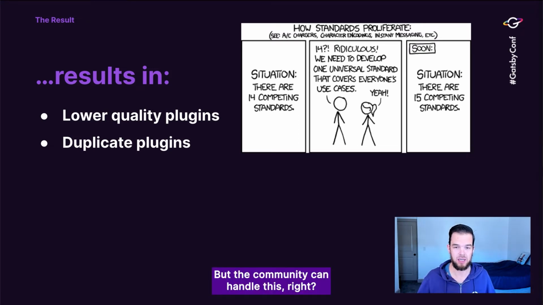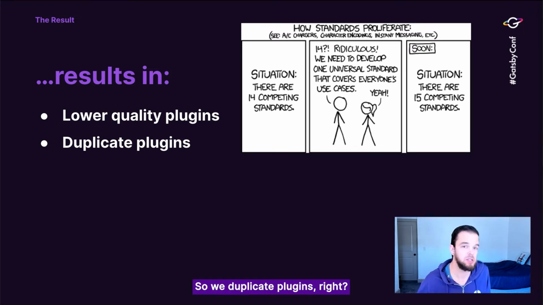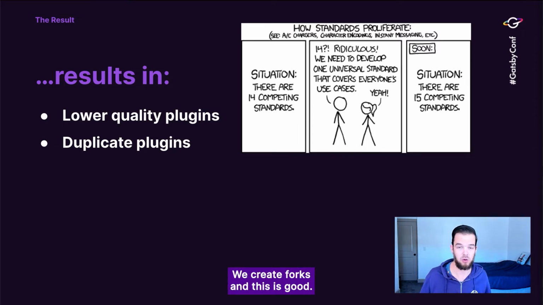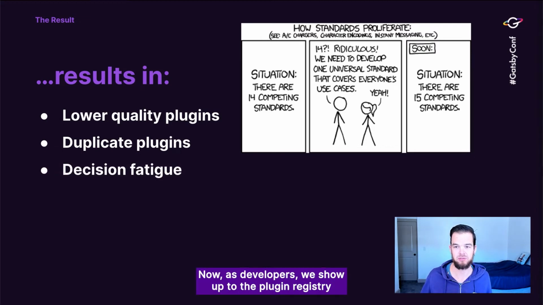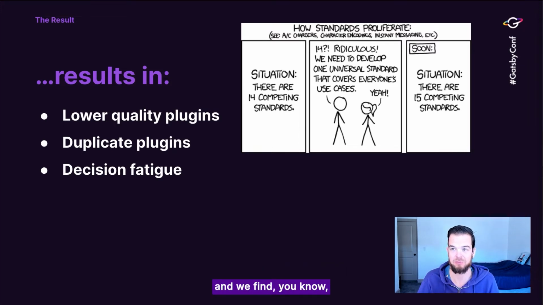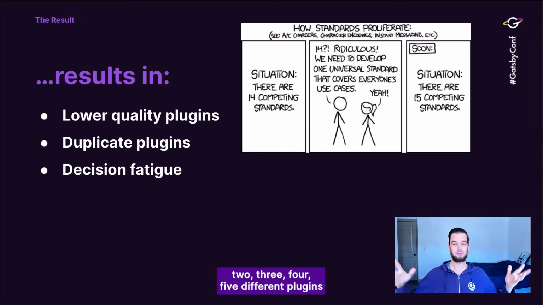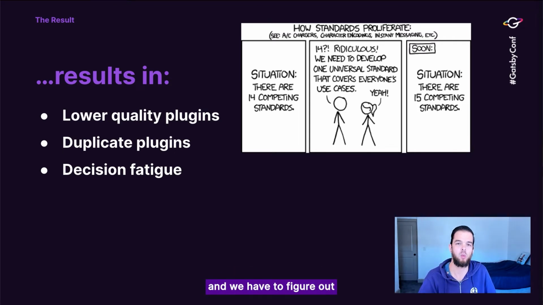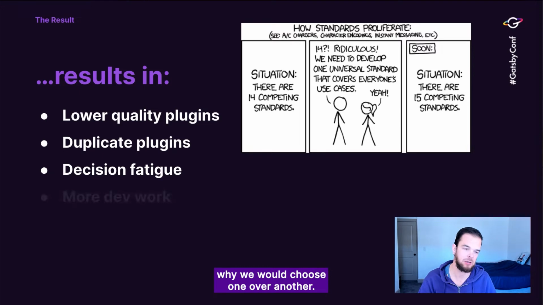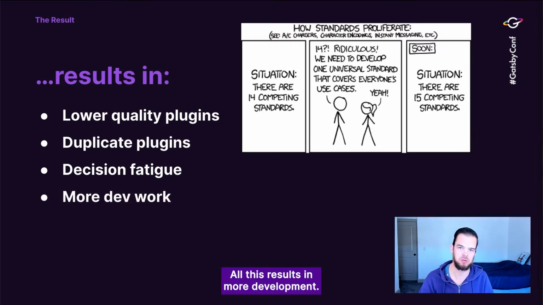But the community can handle this, right? This is open source. So we duplicate plugins, right? We create forks. And this is good. This is a benefit of open source, but at the same time, this isn't ideal because this leads to decision fatigue, right? Now, as developers, we show up to the plugin registry and we find 2, 3, 4, 5 different plugins that all do roughly the same thing, and we have to figure out why we would choose one over another. All this results in more development work.